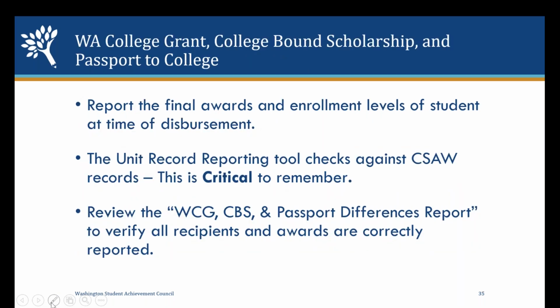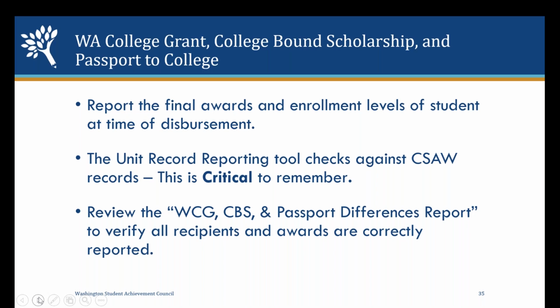For the Washington College Grant, College-Bound Scholarship, and Passport to College, you should report the final awards and enrollment levels of the student at the time of the disbursement. The unit record reporting tool checks against Seesaw records, and I've stressed this more than once already, but it's really important to remember that that is what our check is, and if they don't match, we're going to question it. Review your WCG, CBS, and Passport differences report to verify all recipients and awards and make sure the awards are correctly reported.